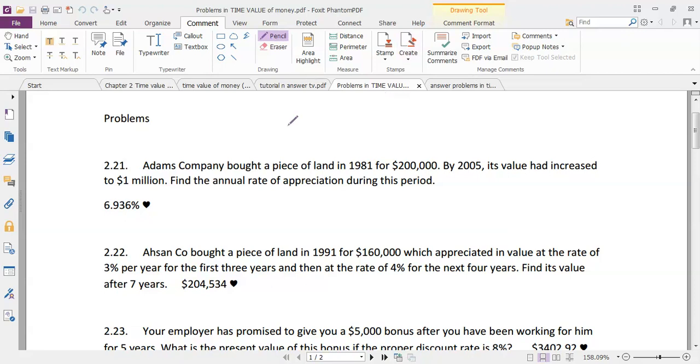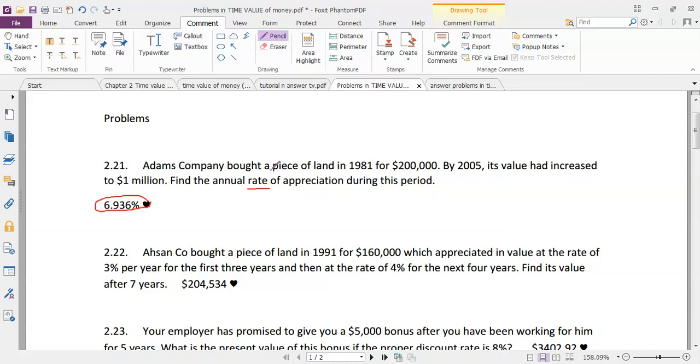Okay, what is the tip that you need to know, which formula that you need to use. If you look at the first question here: Adam's company bought a piece of land for 200,000. By 2005, its value had increased to 1 million. Find the annual rate of appreciation during this period. Macam mana kita nak dapatkan? This question already has the answer, but we don't know how to calculate, right? What formula do we need to use?